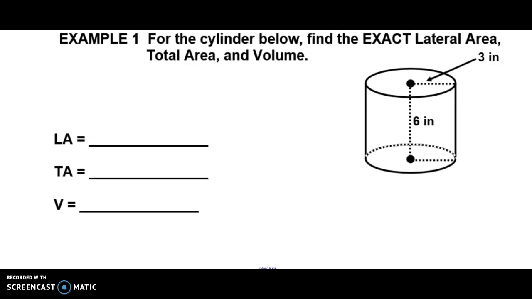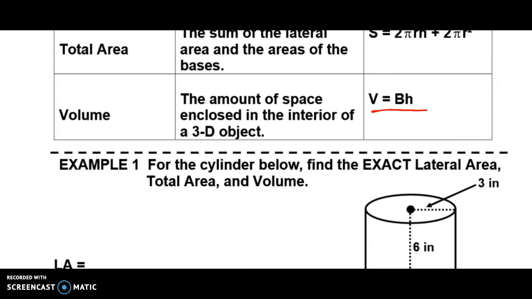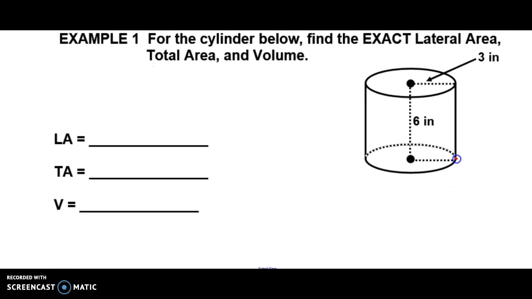All right, so I did a video for lateral area, total surface area, and now we're going to talk about volume. The formula for volume is your base times your height. So we need to first find the area of the base, which for a cylinder is a circle. And then they already gave us the height.